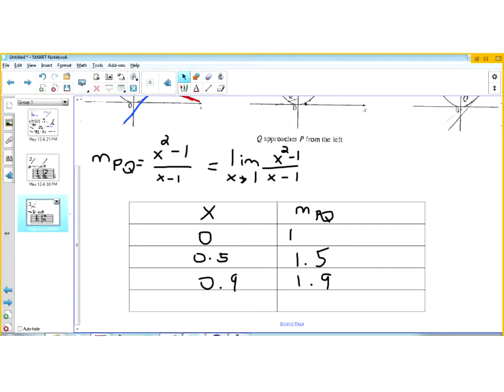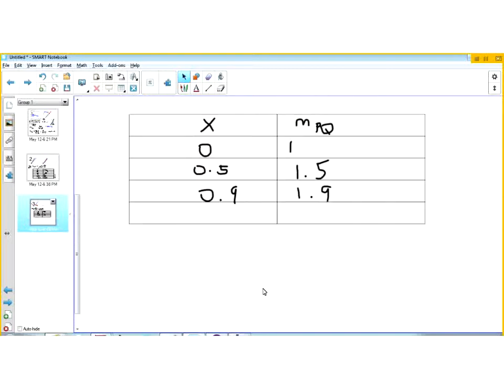I need to add a couple more rows if I can. Okay, so how about we advance to 0.99. So we're pretty close to 1, but we're not quite at 1. And at x equals 0.99, the slope of the secant line is 1.99. And just for good measure, let's do one more, say 0.999. Well, the slope of the secant line is 1.999.